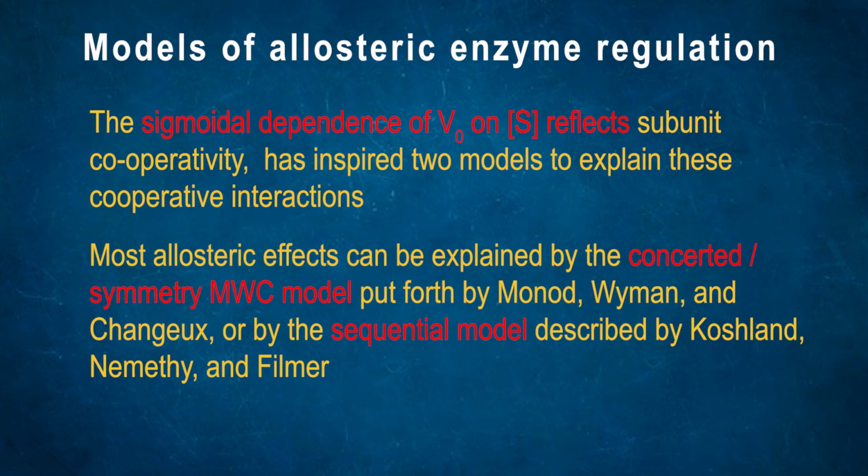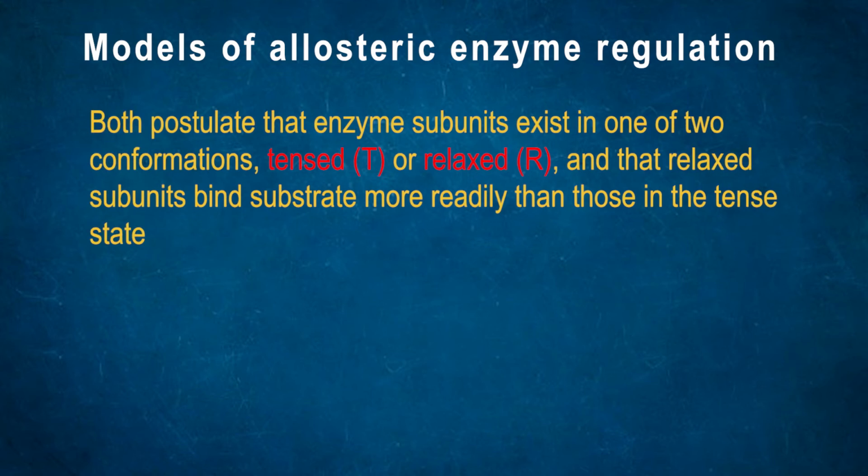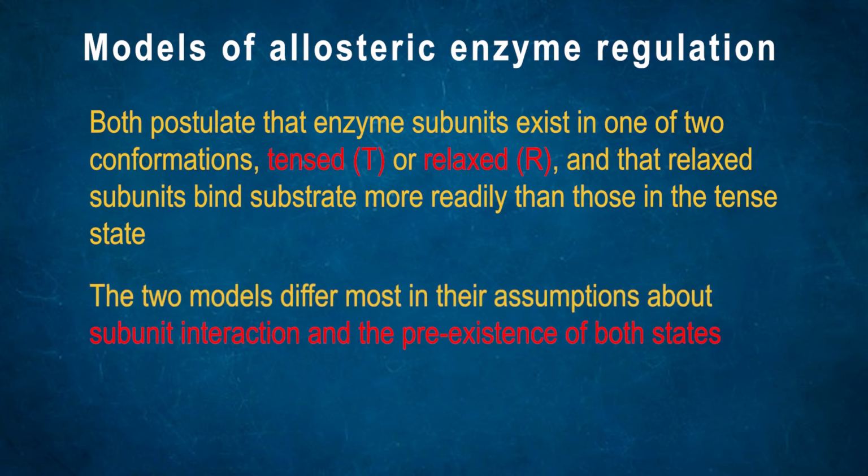Most allosteric effects can be explained by two models. One is the concerted or symmetry model, or MWC model, proposed by Monod, Wyman and Changeux, and the other is the sequential model described by Koshland, Nemethy and Filmer. Both postulate that enzyme subunits exist in one of two conformations, tense T or relaxed R, and that relaxed subunits bind substrate more readily than those in the tense state. The two models differ most in their assumptions about subunit interaction and the pre-existence of both states.